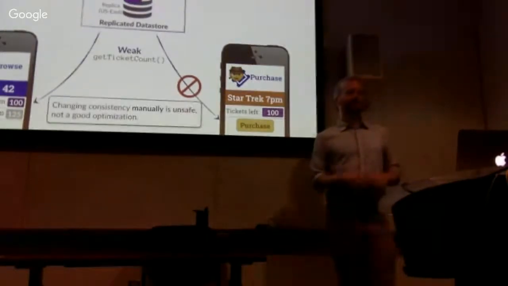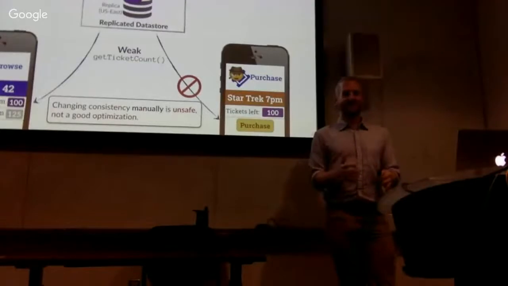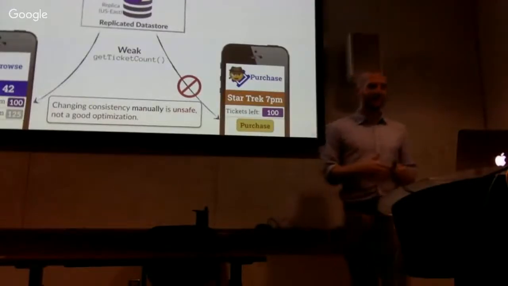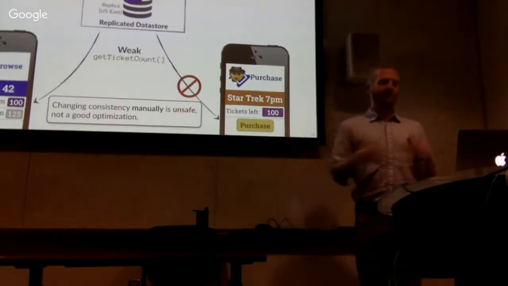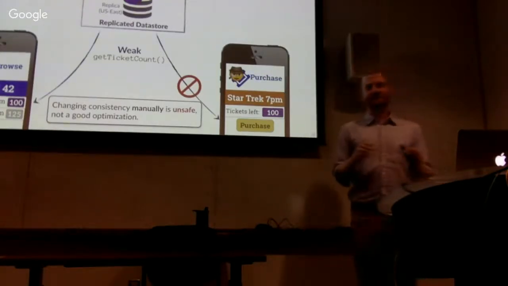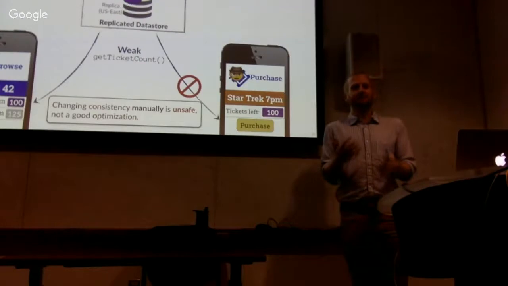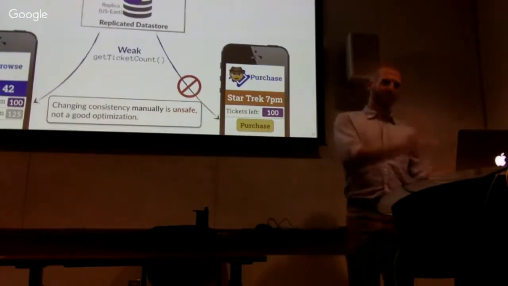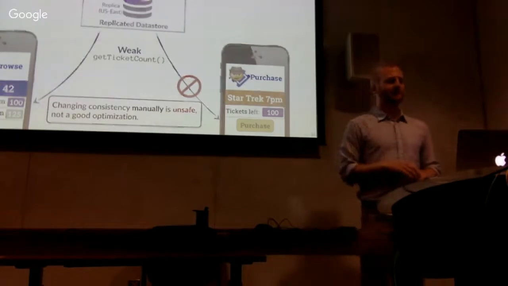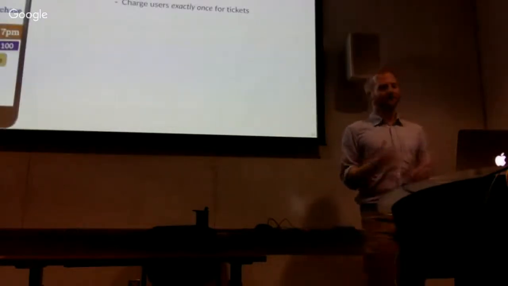In general, changing consistency like this within your application is actually really unsafe. You could very easily end up using one of these weak reads in the wrong place in your application, and it's just not the right way to optimize it. We were trying to meet some higher level application requirements by changing the consistency here. So let's think about what those requirements actually are.